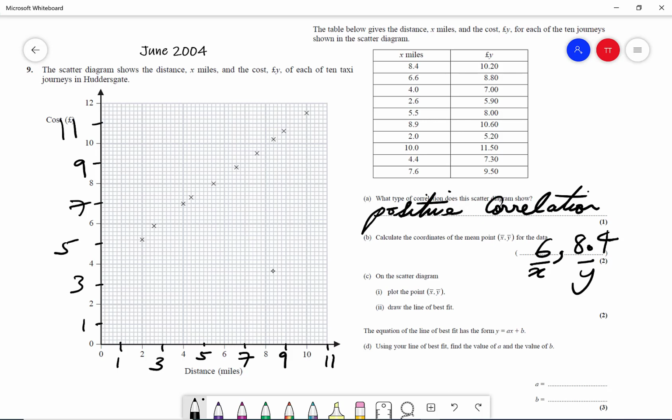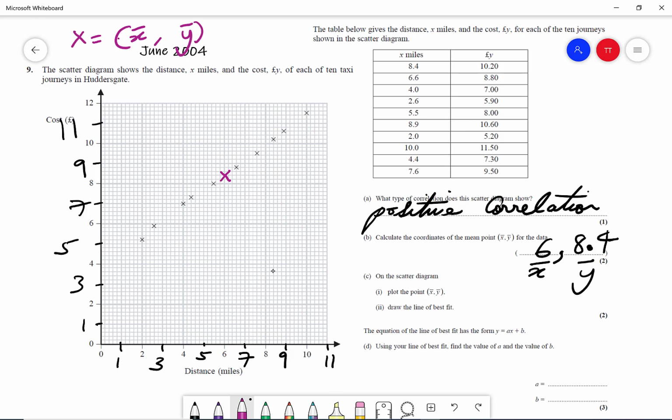So we want to plot 6 and 8.4. Now we can take this color for the mean of x and y. So go to 6. Don't forget this is 8, this is 8.2, this must be 8.4. I'm going to write a little note for the examiner that this represents the mean, x bar and y bar.